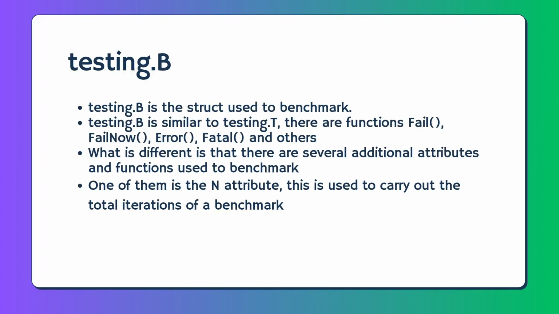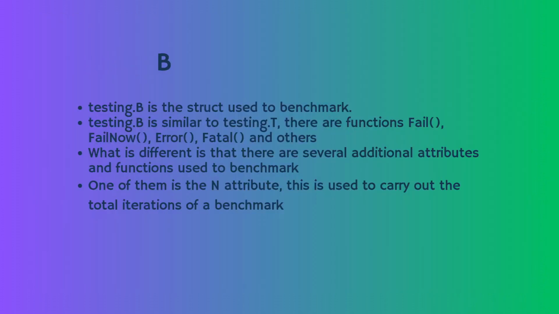Testing.B. Testing.B is the struct used to benchmark. Testing.B is similar to testing.T. There are functions Fail, FailNow, Error, Fatal, and others. What is different is that there are several additional attributes and functions used to benchmark. One of them is the N attribute. This is used to carry out the total iterations of a benchmark.